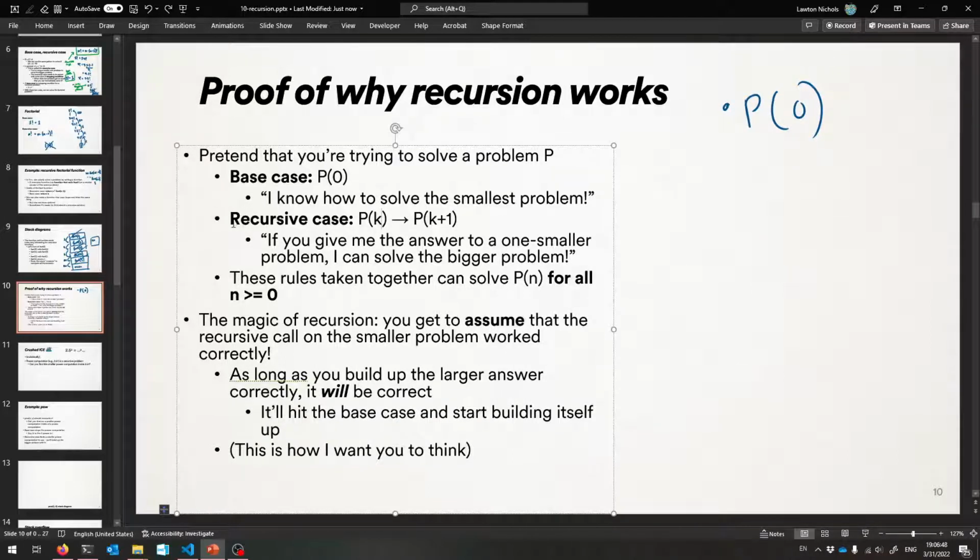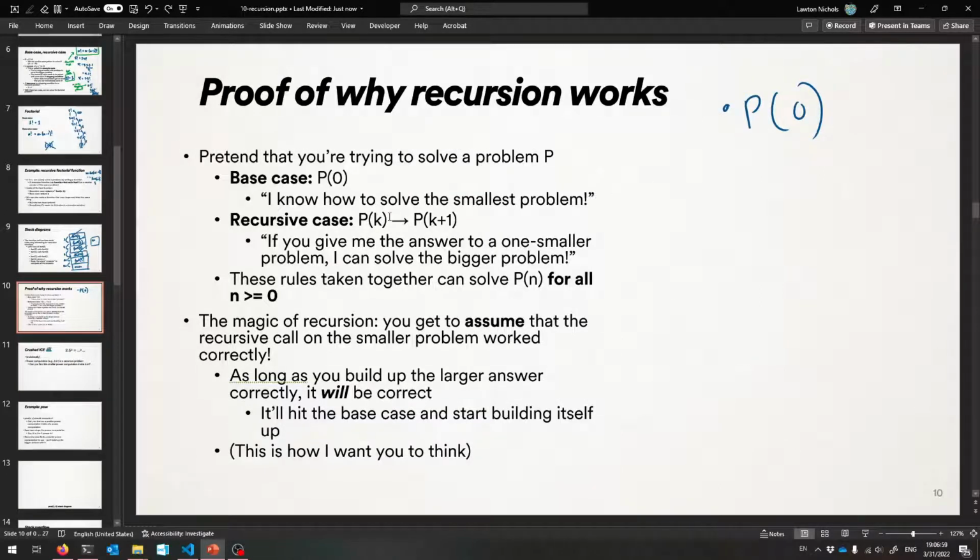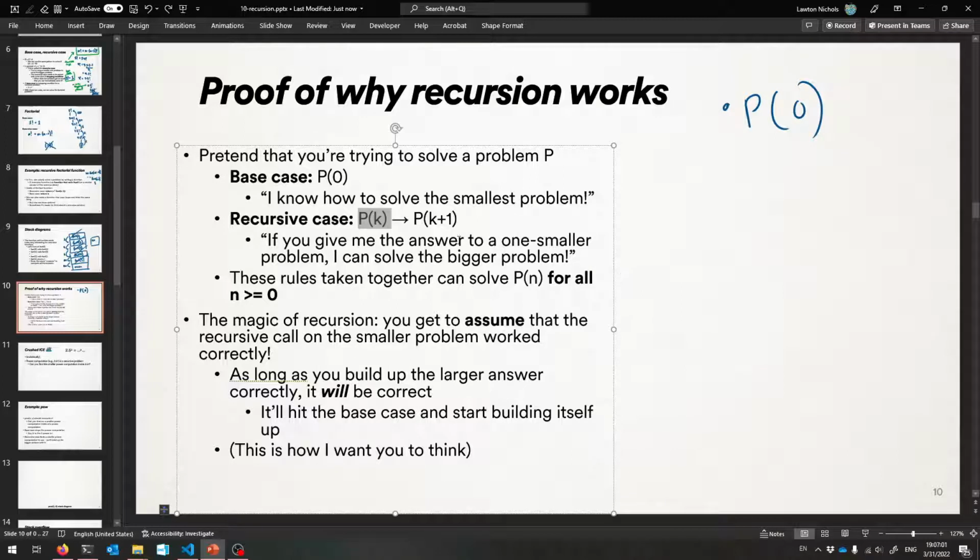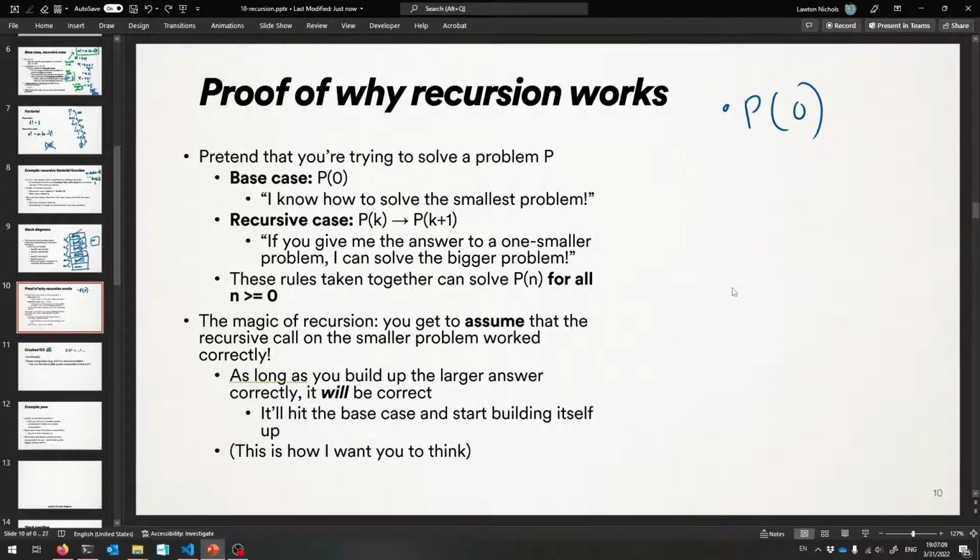And then the recursive case is doing this kind of thing. It's saying, you give me the answer to one smaller problem, and I can give you the answer to the next bigger problem. So does that make sense? You give me the answer to a size k version of this problem P. I can then build the answer to a size k plus 1 problem based on that smaller solution. So it's like, you give me P of k, I'll give you P of k plus 1. Okay? So that's what you get with recursion.